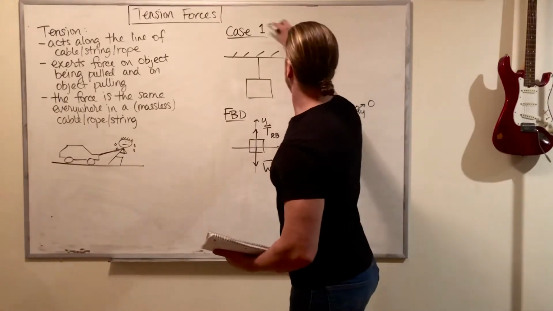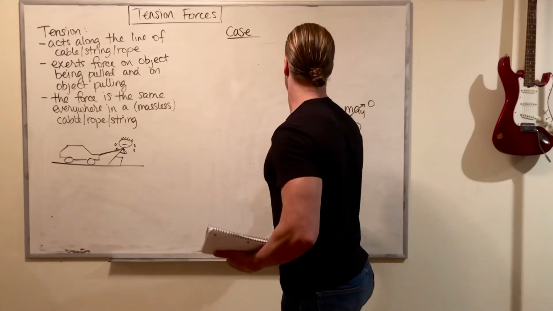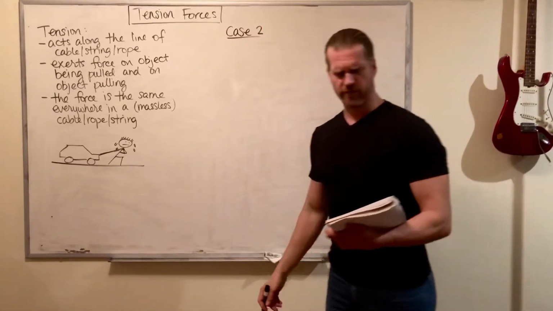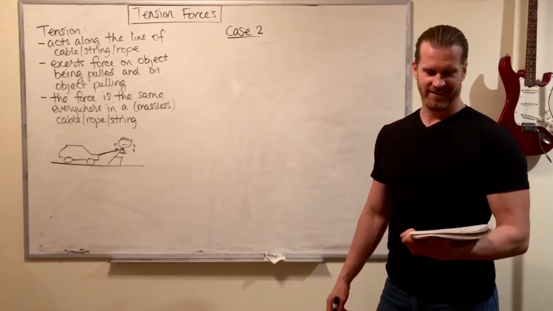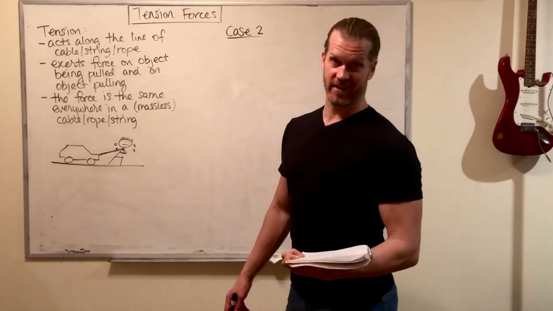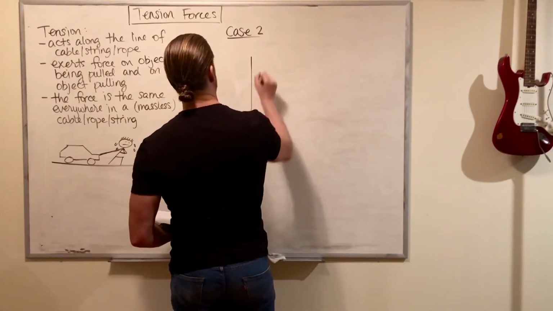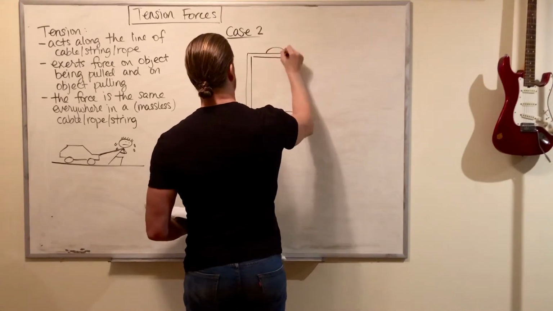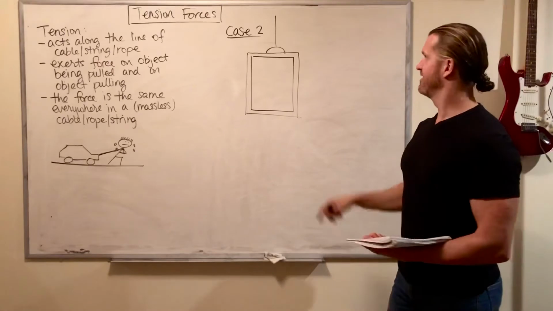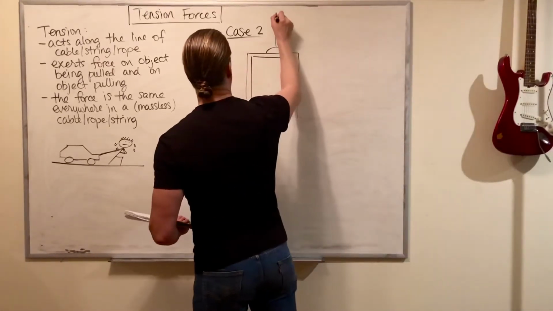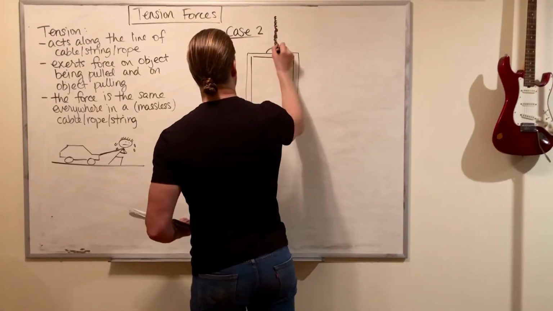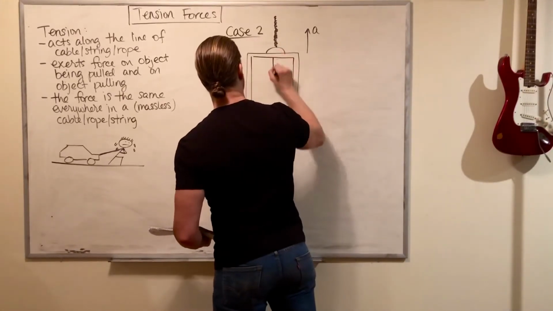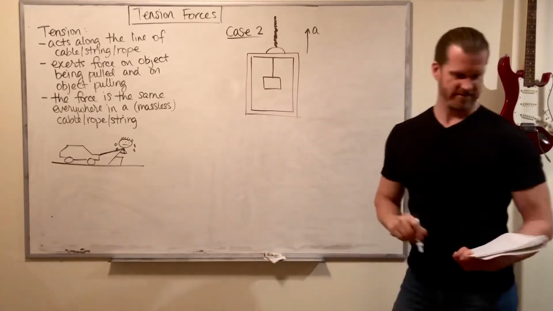All right, case 2. Vertical tension forces on an accelerating object. So this is a block hanging from the ceiling of an elevator. All right, imagine that's an elevator. There's the big elevator cable. We'll make it look like a thicker cable. And it's accelerating the elevator upward. And inside that elevator, someone tied a block to the ceiling with a string. Because why not?